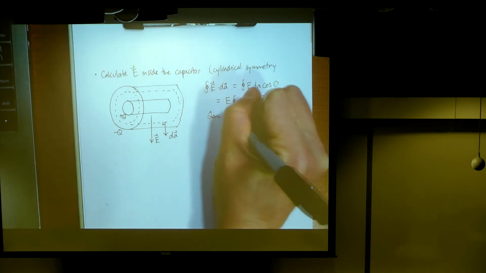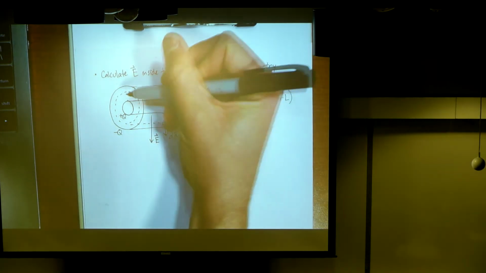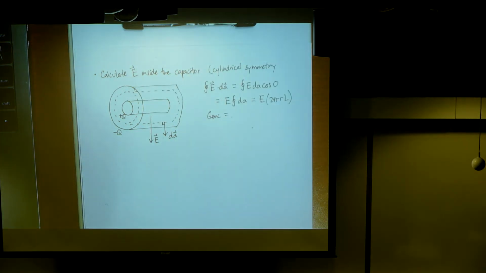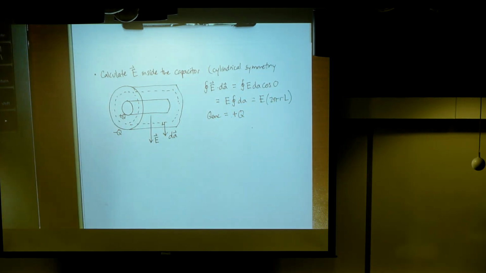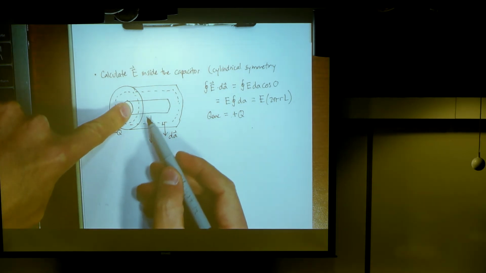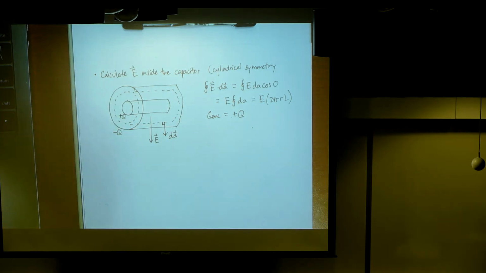Okay, well, what's Q enclosed? And again, I'm assuming that I'm between the two cylinders. Just positive Q, right? That's it. I'm only enclosing the charge that's on the inner conductor, but I'm not enclosing the charge that's on the outer conductor. So that's my Q enclosed. It's really that simple, okay?